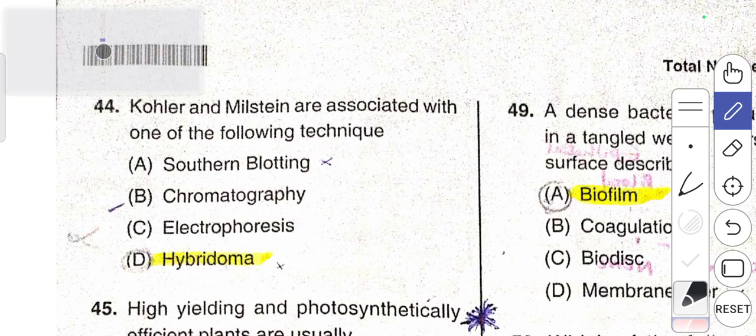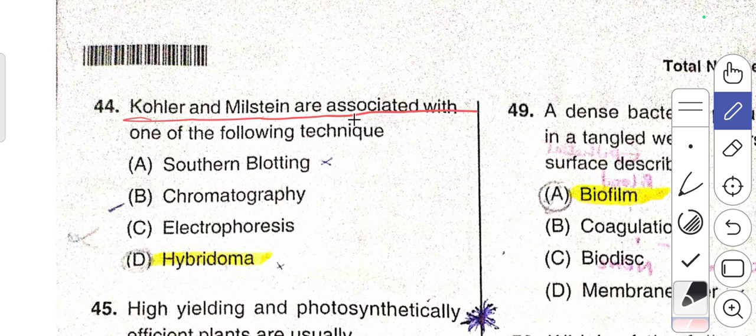The next question. Kohler and Milstein are associated with the hybridoma technique. So D is the right answer.